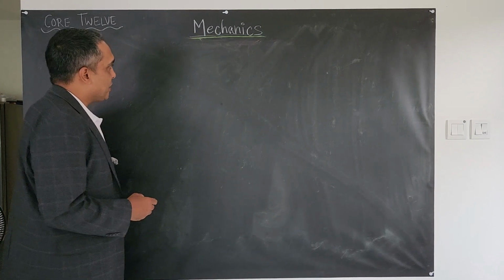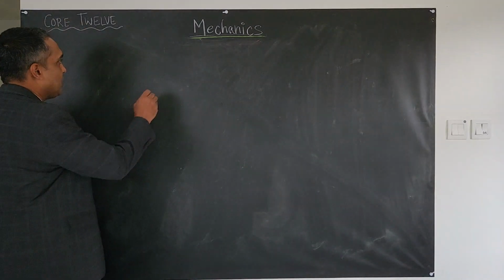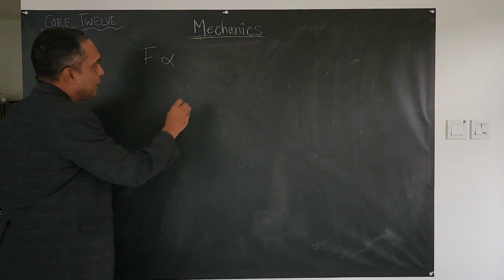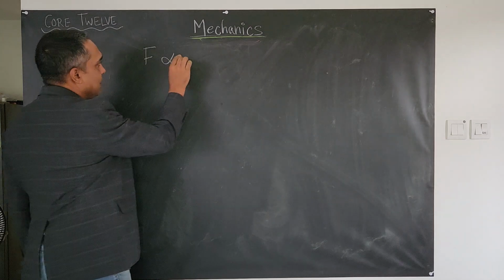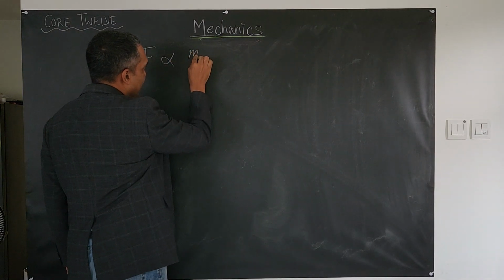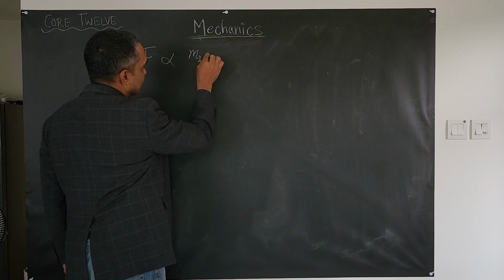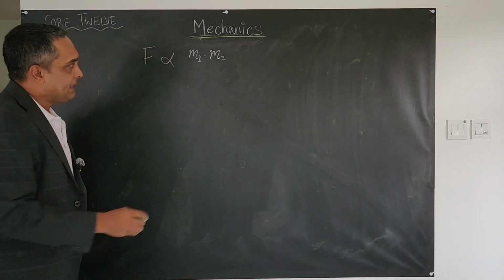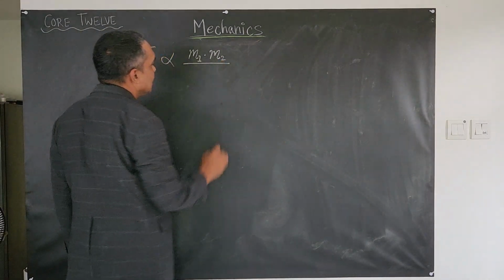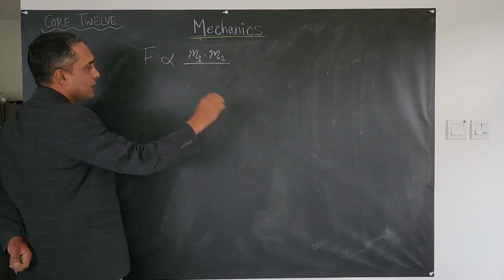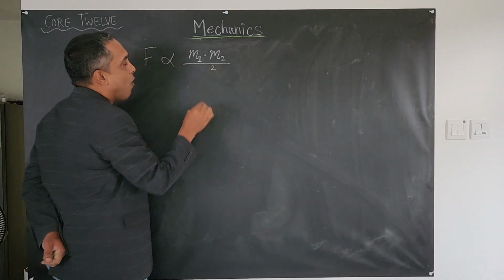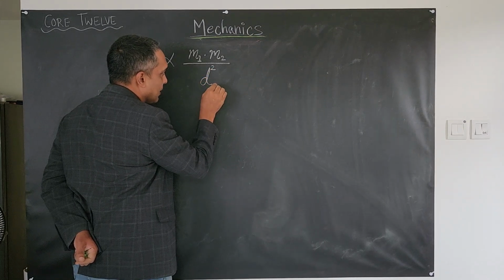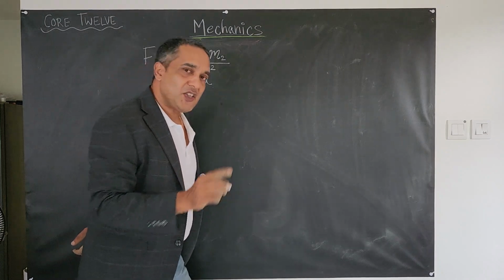So we begin with what is called Newton's law of gravitation. What does it say? It says the force between two objects is directly proportional to the product of the masses of the two objects, so you've got the mass of one object, m1, and the mass of the second object, m2, and inversely proportional to the square of the distance between their centers of mass.